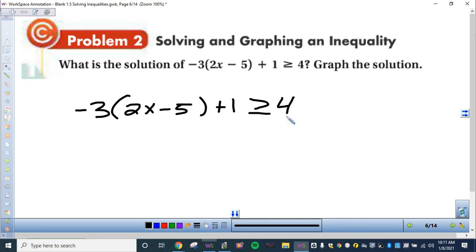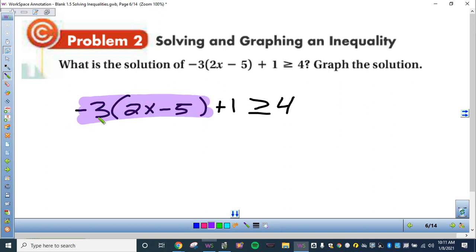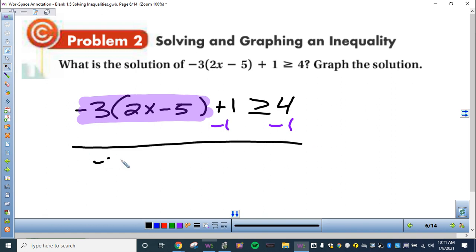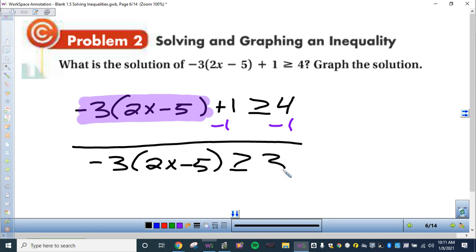So I look at this thing, and I kind of think of this whole expression right here as the variable. So I want to get this purple highlight by itself. The first thing I want to do to get that purple highlight by itself is get rid of this 1. To get rid of the 1, opposite of positive 1, subtract 1. So we have negative 3 times the quantity 2x minus 5 greater than or equal to 4 minus 1 is 3.